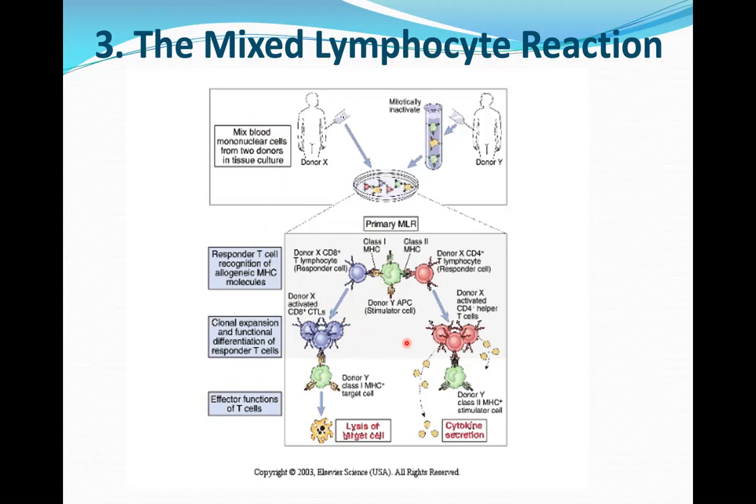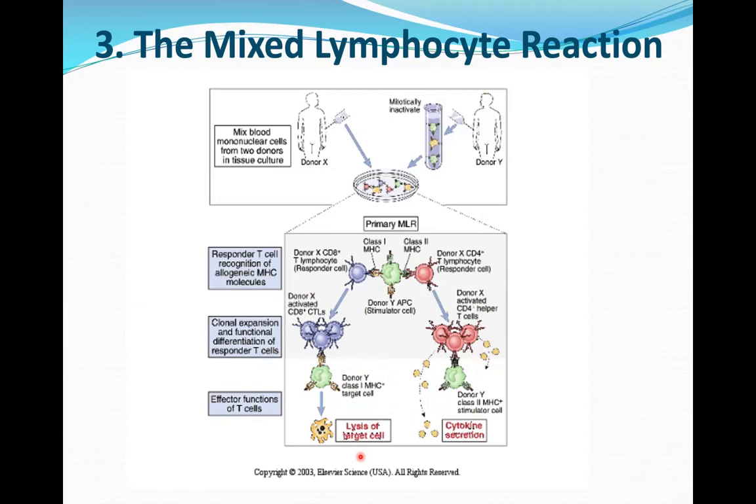And in this way, when we get reactivity, we can see this in the form of increased production of interferon gamma by the activated CD4 T helper cells, and we can see increased cell death of donor Y cells as a result of cytotoxic T cells from donor X attacking these foreign HLA cells. So we can see a reduction in cell viability. And this is the basis of the mixed lymphocyte reaction.